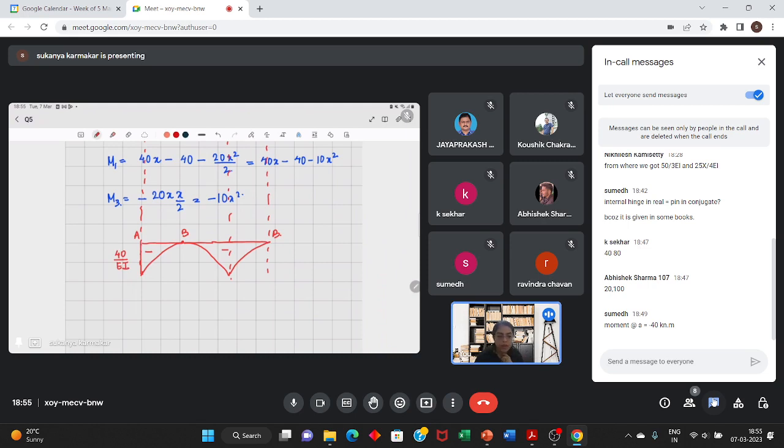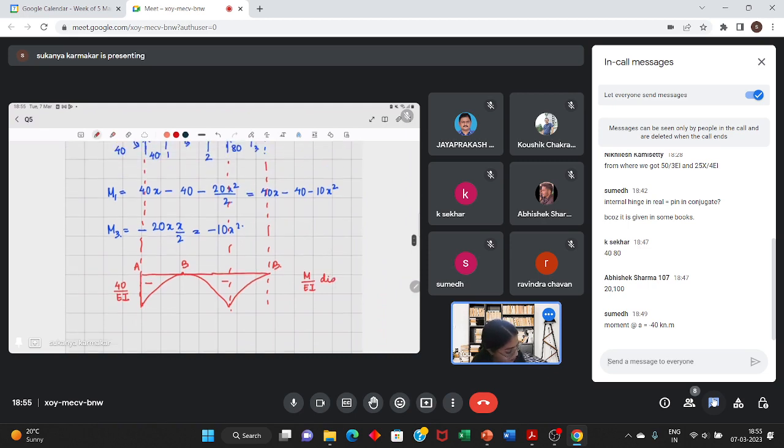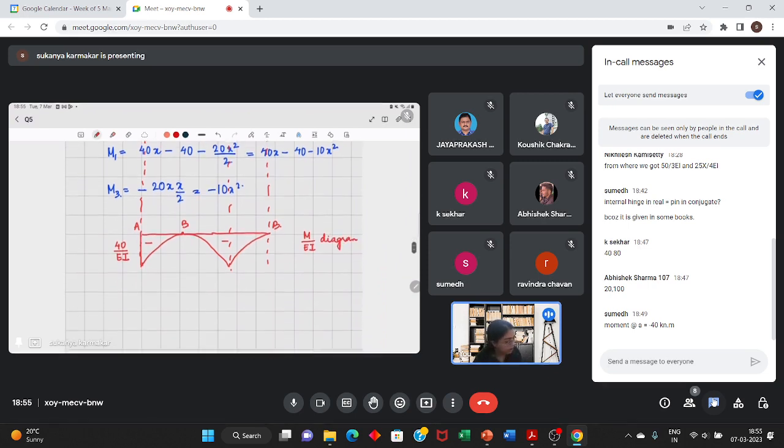Since I'm drawing the M by EI diagram, this is the M by EI diagram, and this value is also 40 by EI. EI being constant, I've simply divided the diagram throughout by the EI value. Had the EI value been varying, which we'll see in a question after some time, then you'll have to keep that in mind as well.